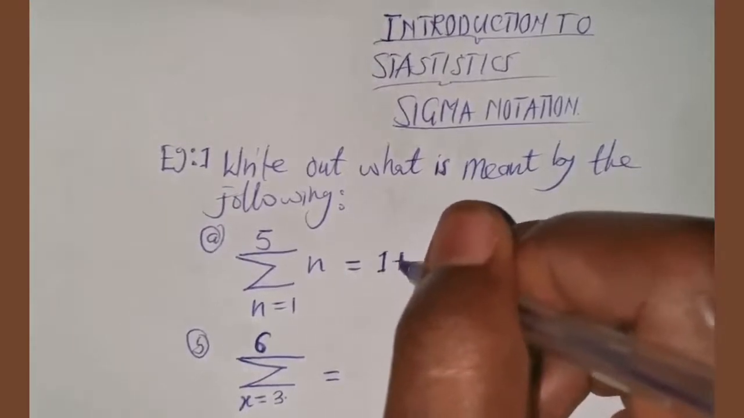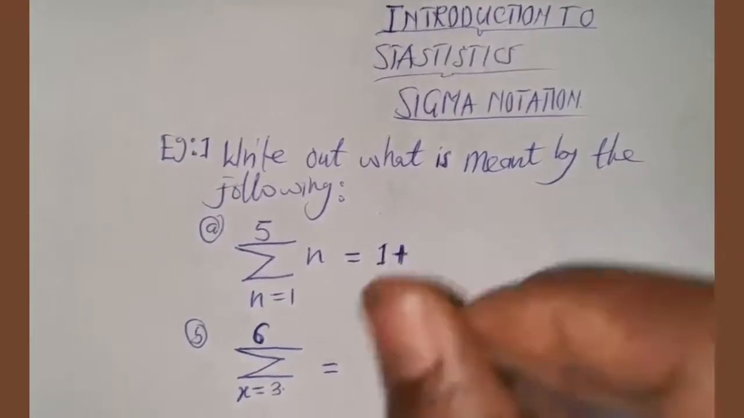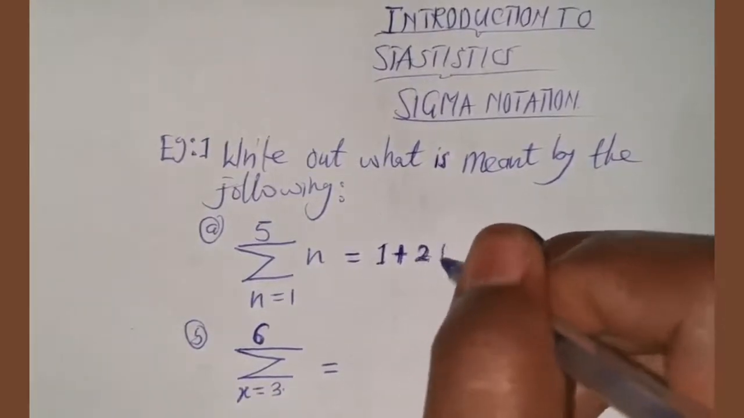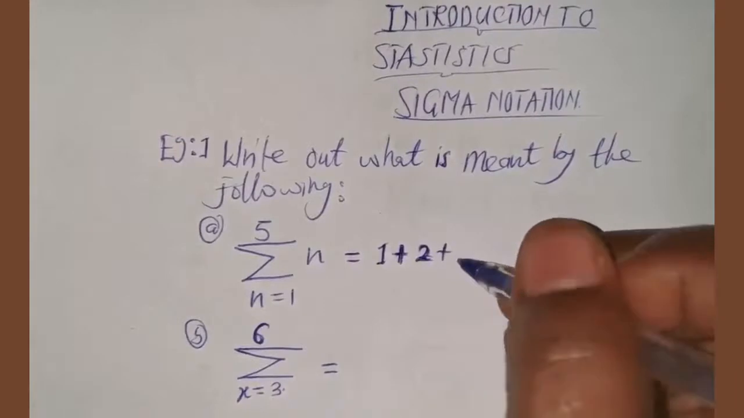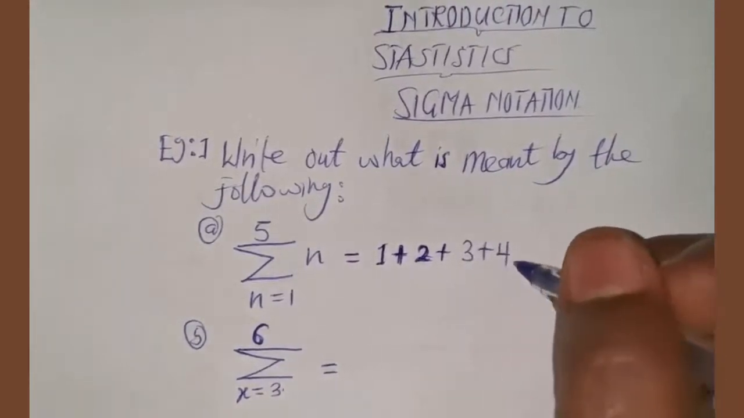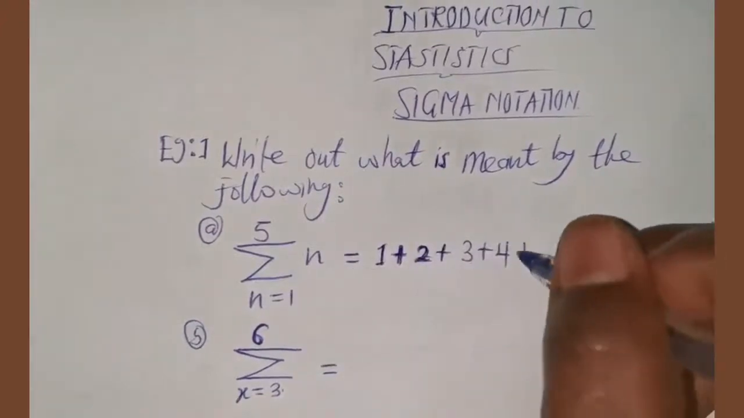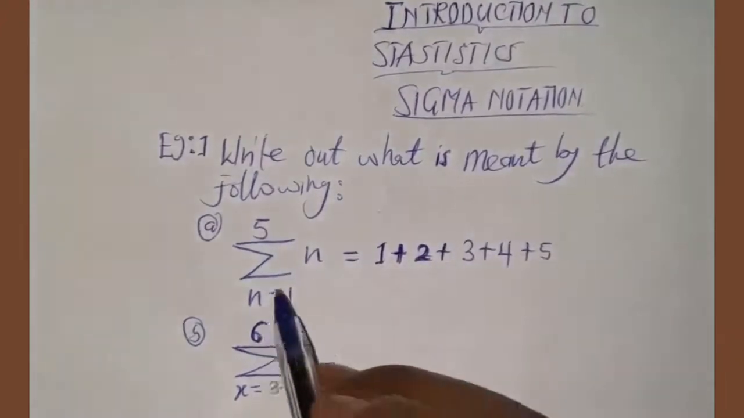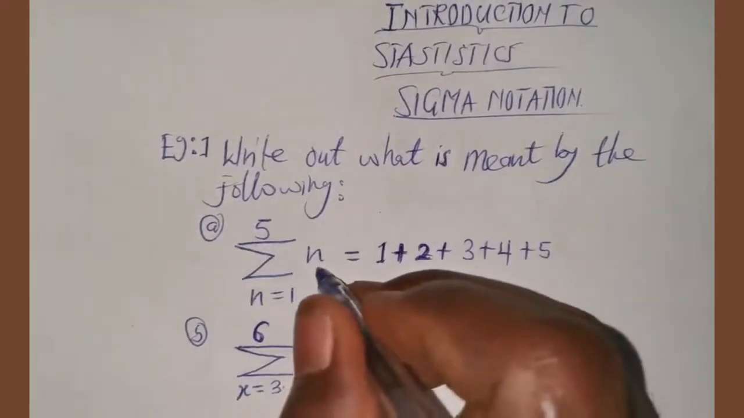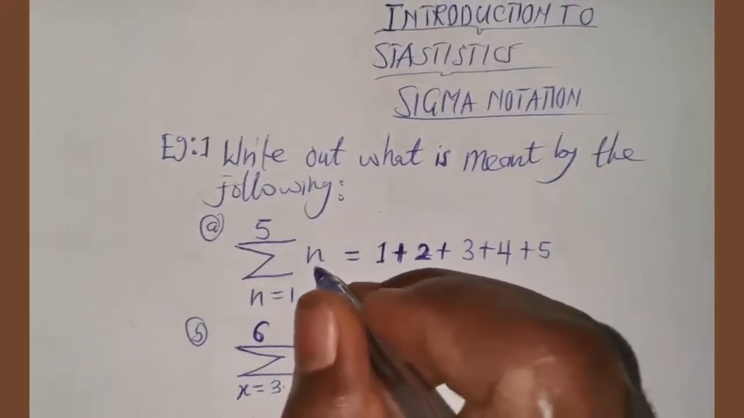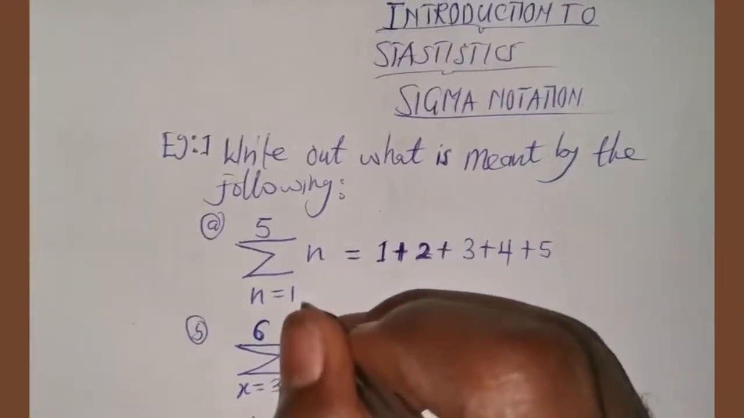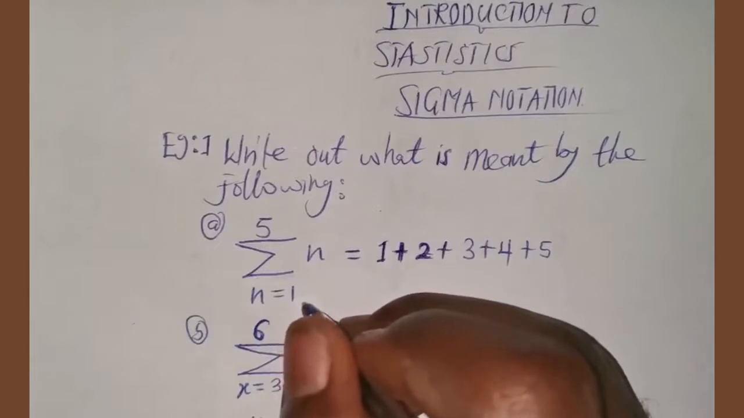Plus, we said N is a variable, so we keep on changing. From 1 move on to 2, plus 3, plus 4, then ends with 5. You see it started with 1 and ends with 5. So always the variable here is in between the lower limit and the upper limit.